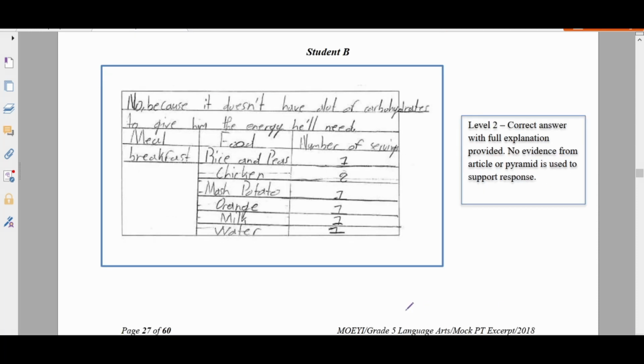So here's another student. No, because it doesn't have a lot of carbohydrates. Yes, that part is good, to give him the energy he will need. Meal, food, number of servings. Here we have breakfast, rice, this. They give all of these. So here they say correct answer with full explanation provided. But again, no evidence from the article or pyramid is used to support the answer.